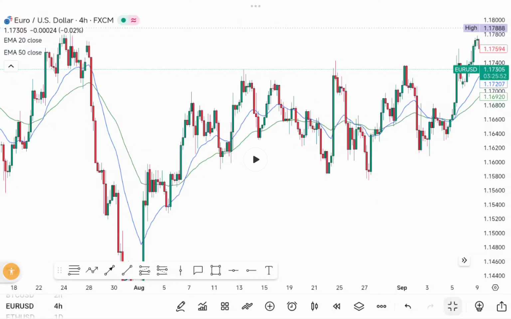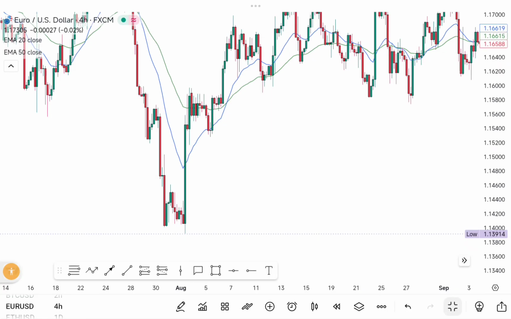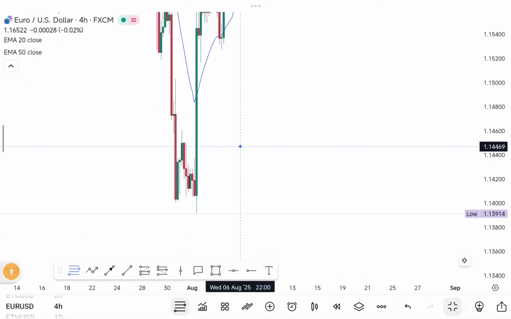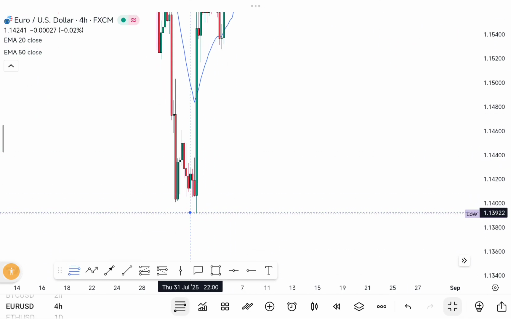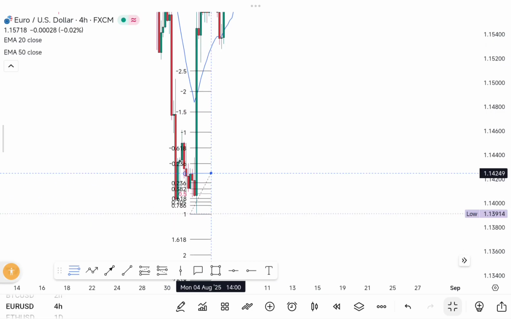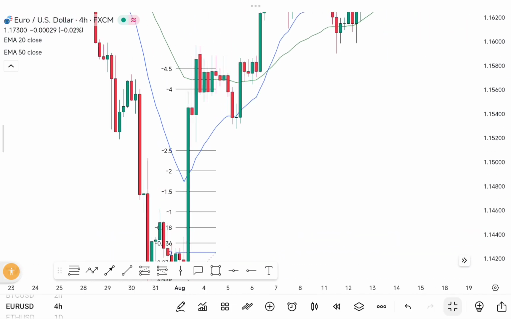Looking at the Euro USD, we take a look at the higher high and the lower low. Starting from here, we'll be projecting our Fibonacci deviation from the lowest price to the recent break of structure. There you are, and we'll project our profit to the minus 2.5 Fibo level.